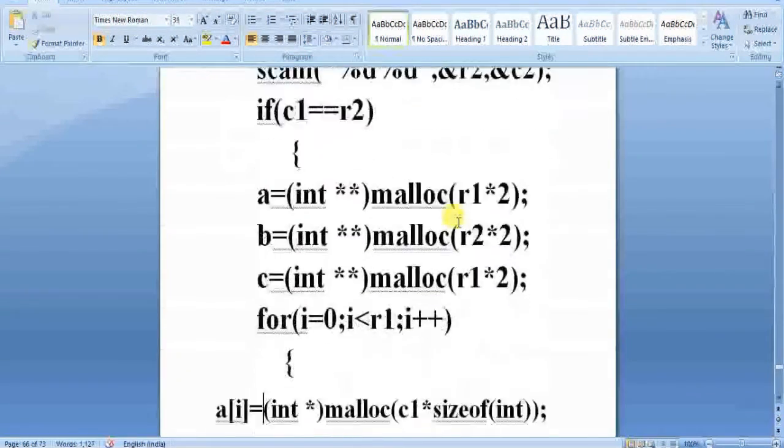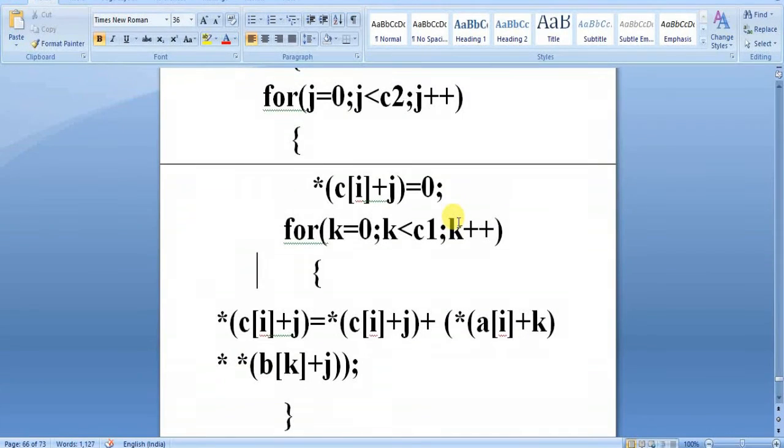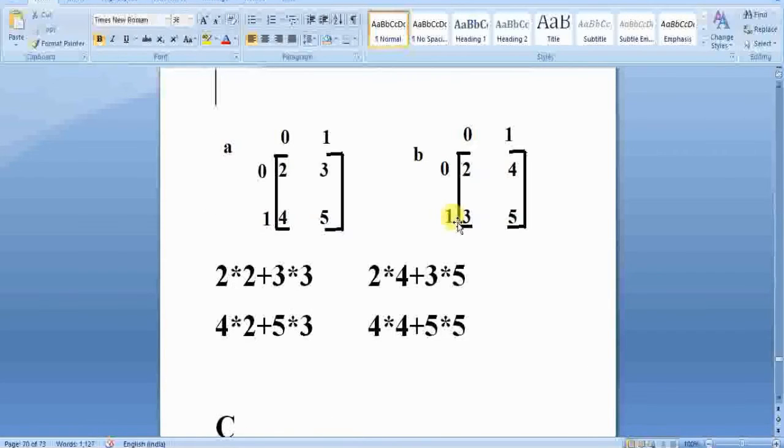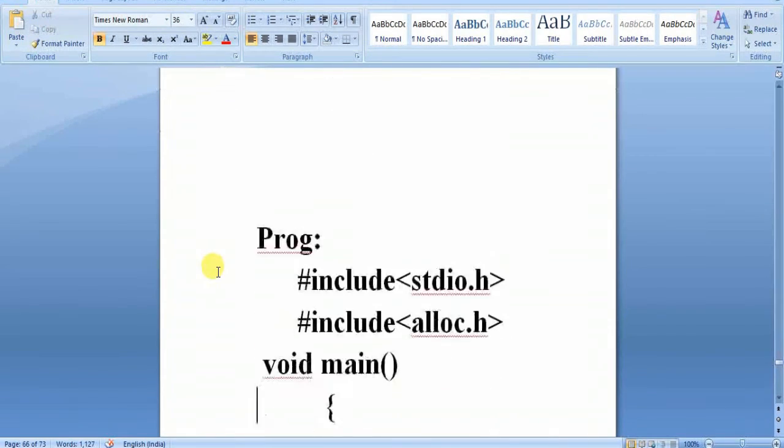After this, what is going to happen? Again k plus plus, so k becomes 1. Then C of i j is already 4 plus A of i, 0 plus k, where k is 1, so A of 0 1 multiplied with B of 1 0. A of 0 1 is 3 and B of 1 0 is 3, so 3 into 3. That is 2 into 2 plus 3 into 3, that is 9, and 9 plus 4 is 13. That is the value stored in the C matrix.